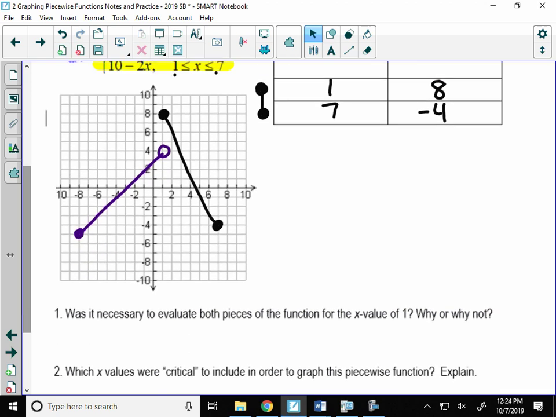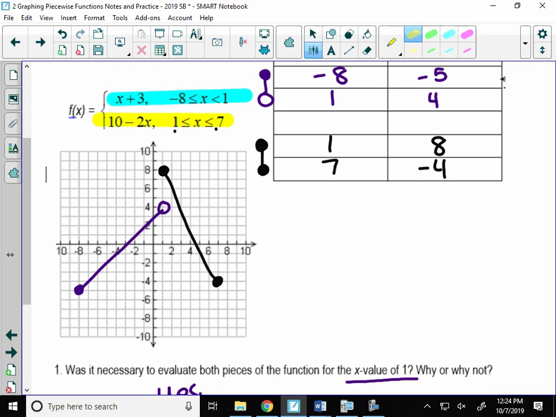Okay, now I have a couple questions here, and then we'll just graph from here on out. Was it necessary to evaluate both equations, both pieces of the function, for the x value of 1? Why? Yeah, they have different y values, but here's the thing. When I look at the inequality here, this guy has an open dot, and this one has a closed dot. Why do I still have to use 1 for the top equation? Why can't I pick something else? Like, why do I still have to use 1? It's not even included in the domain.